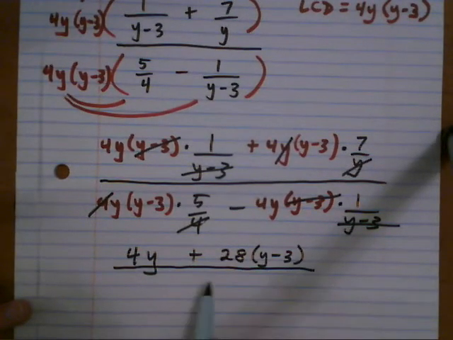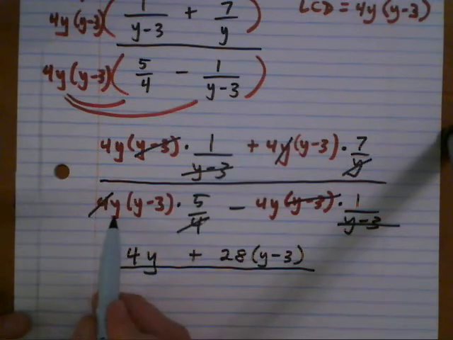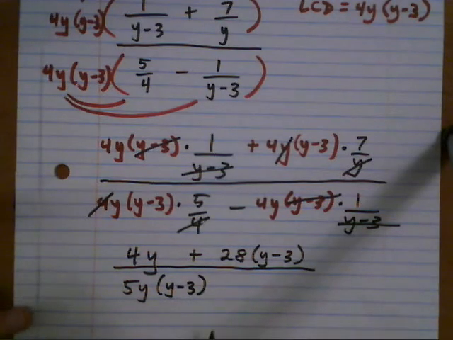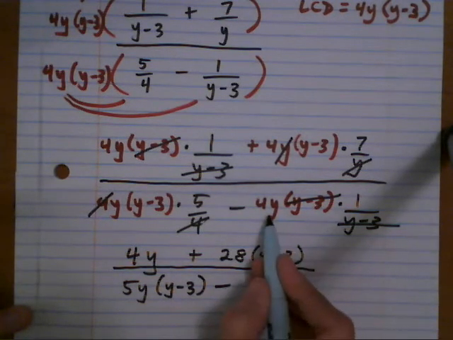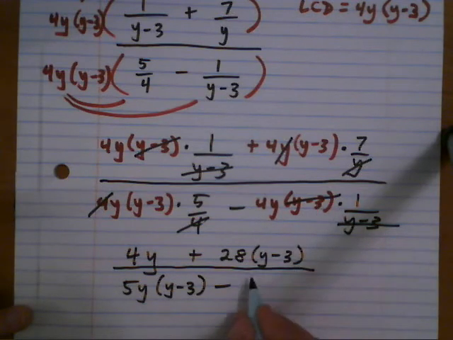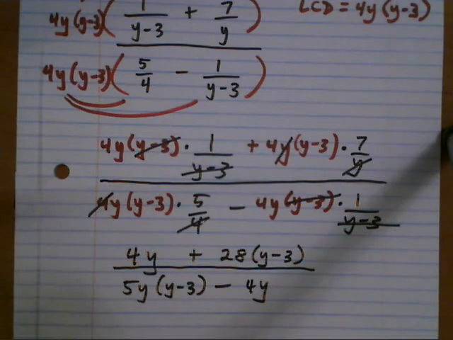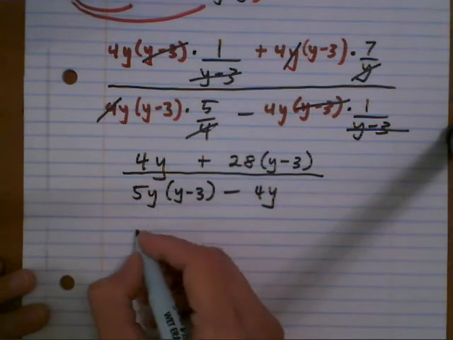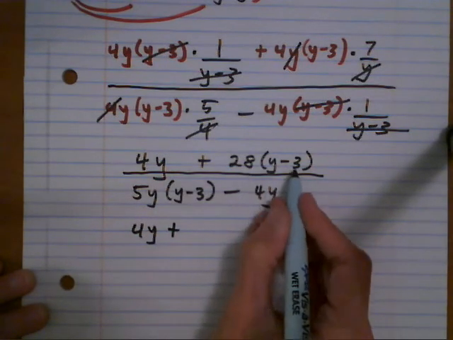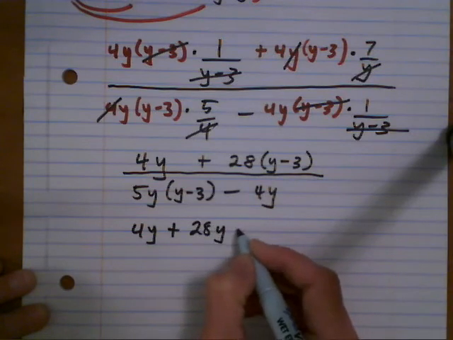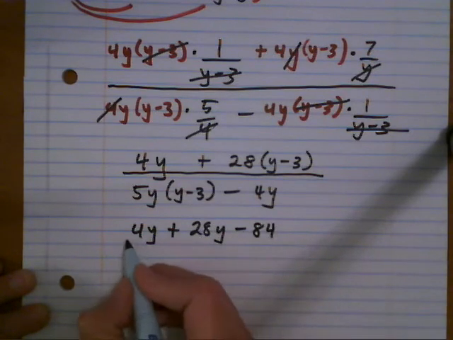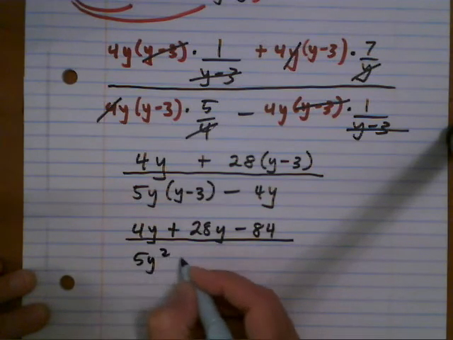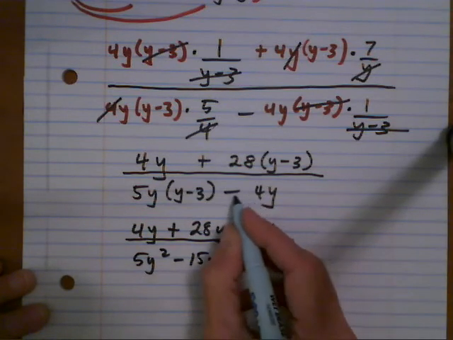And that's over, and on the bottom, we're left with 5y times y minus 3. Again, parentheses are very important around the y minus 3. And then minus 4y, and that's it, because it's divided out to 1. So minus 4y. And now we want to simplify what we have. So we have 4y plus 28y minus 84 all over 5y times y minus 3, which would be 5y squared, minus 15y, and bring down the minus 4y.